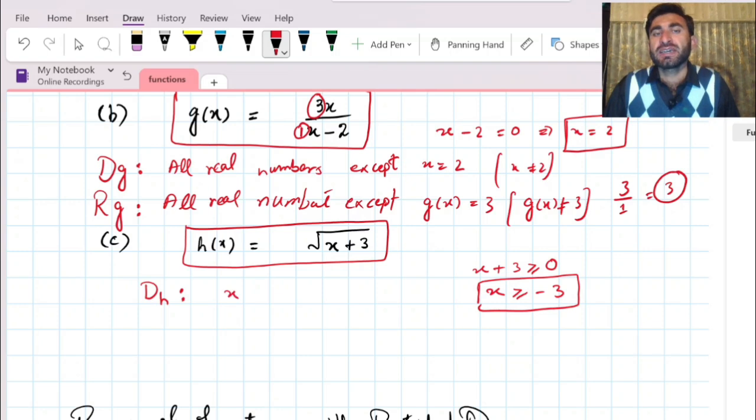So it will be written as x greater than or equal to minus 3. We can put minus 3, minus 2, minus 1 and any greater value, but not less than minus 3. So that is the domain of the function. And we already know about the range of the square root function, that it considers only positive numbers. So I'll write it as h of x is greater than or equal to 0, because we cannot take the negative values of this function h of x.